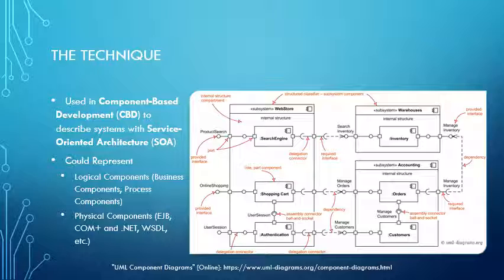UML diagrams could be used to represent logical components, such as business components or process components, or also the physical components like COM+, .NET, WSDL, and so forth. In other words, it can describe what the software does, or it could describe the parts that actually make it capable of doing that. So you might say, here's how the classes fit together, or you might say, here's how these business rules all interact.